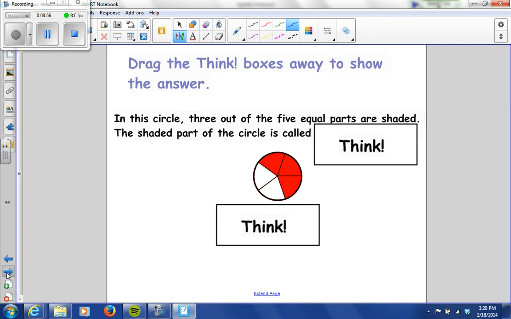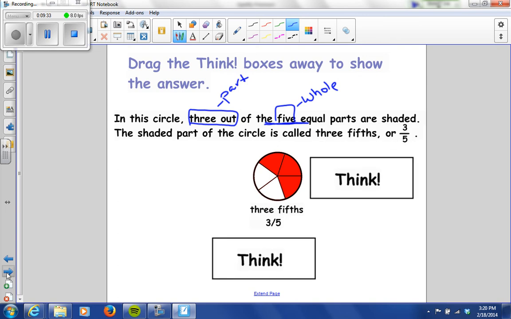All right, so we're going to drag the think boxes away to show the answer. In this circle, 3 out of the 5 equal parts are shaded. The shaded part of the circle is called, okay, so we have 5 equal parts. So 5 is going to be my whole number. And then it said the shaded part, 3 out of the 5 equal parts. So this is my part. So what would that fraction look like? 3/5. It would be 3/5 or 3 out of 5.